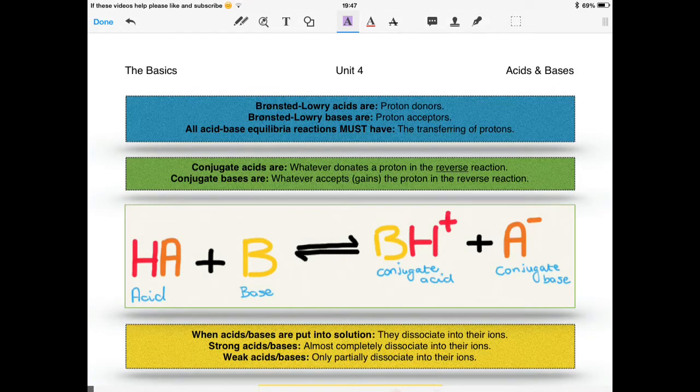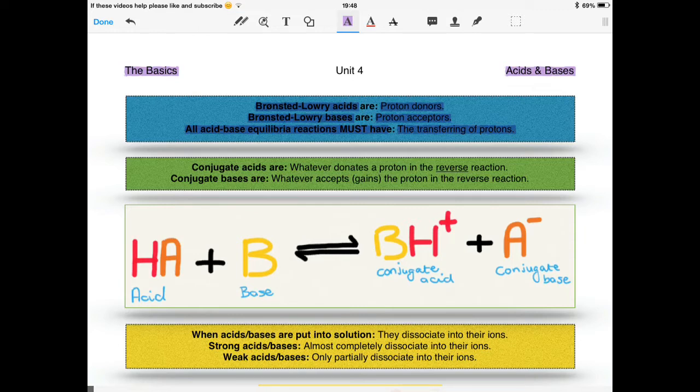This video is on the acids and bases topic, which is 3.4.3 on the spec, and as always I'm going to start with the basics. The definition of a Bronsted-Lowry acid is a proton donor, and a Bronsted-Lowry base is a proton acceptor. All acid-base equilibrium reactions must have the transferring of protons. In a few exams it asked what's an essential feature of an acid-base reaction. You're going to say the transferring of protons.